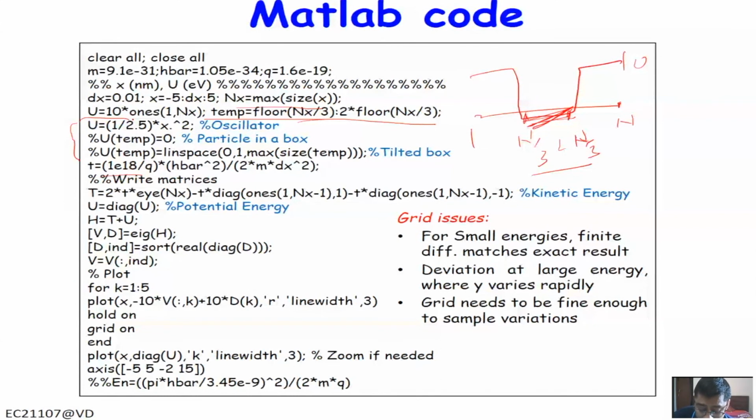Now here this is x in nanometer. So this will be 10 to the minus 9. So that has to be accounted, right? Because dx square is nanometer square, means 10 to the minus 18. So that has to be multiplied here by 10 to the 18.